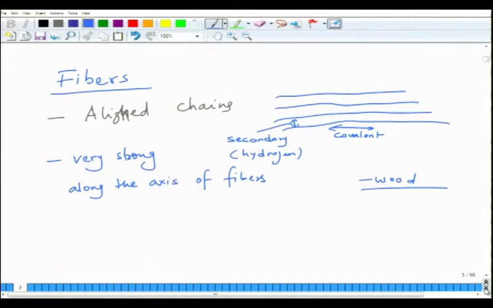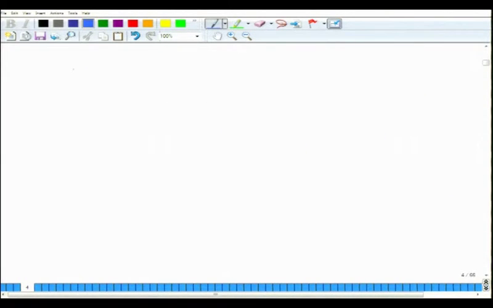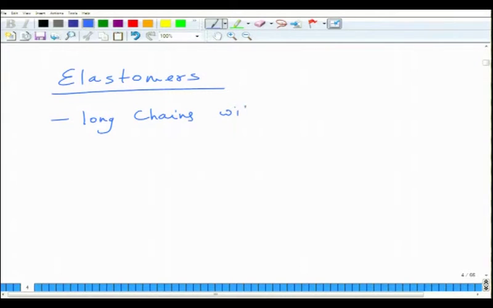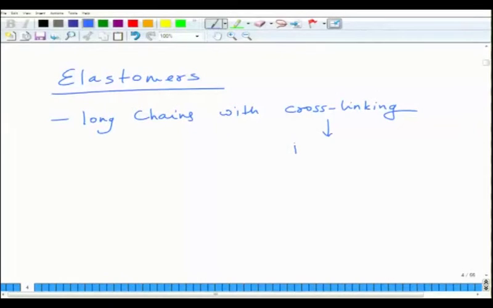The third category is elastomers. Basically these are long chain molecules with cross linking across the chains. The cross links are not secondary bonds, they could be proper primary bonds. As a result, they have higher strength.